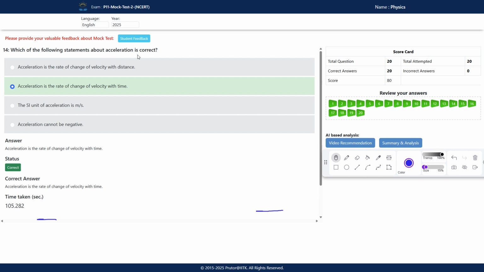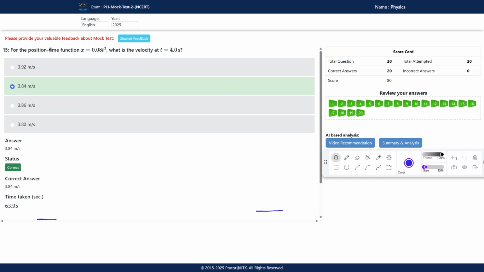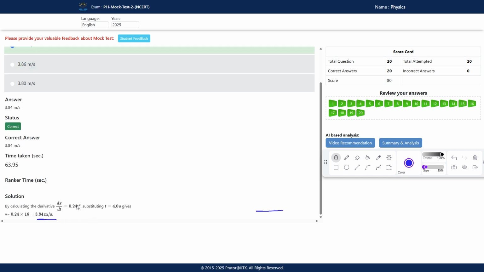Which of the following statements about acceleration is correct? Acceleration is the rate of change of velocity with respect to time. We know this. This is a very simple question. For the position time function x is equal to 0.08 t cube, what is the velocity at t equal to 4 seconds? Here we use the concept of differentiation. dx upon dt is equal to 0.24 t square. Just substitute the value of t, and you will get v is equal to 3.84 meter per second. So this is a simple question.